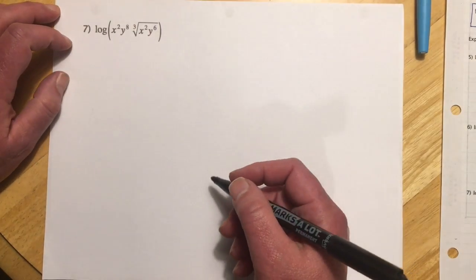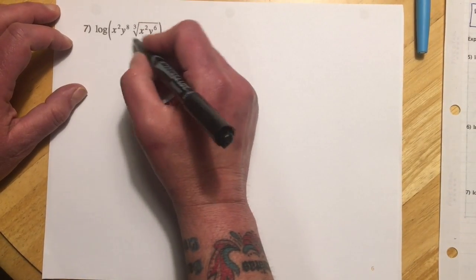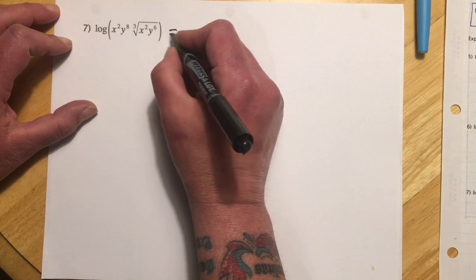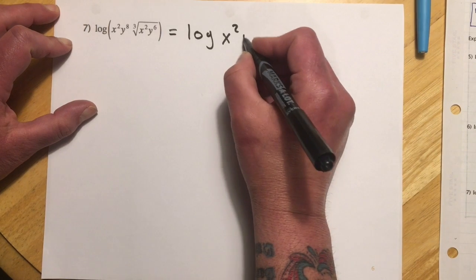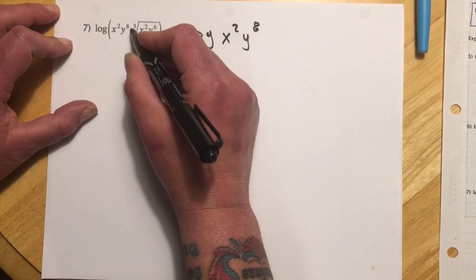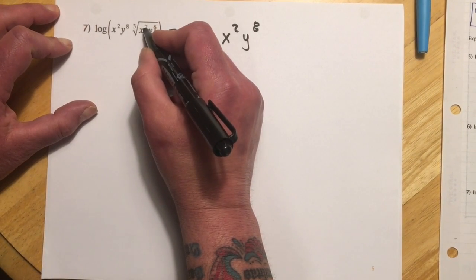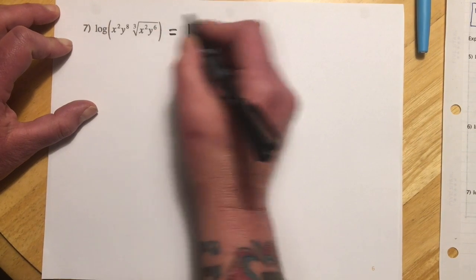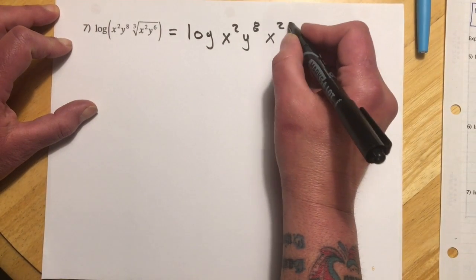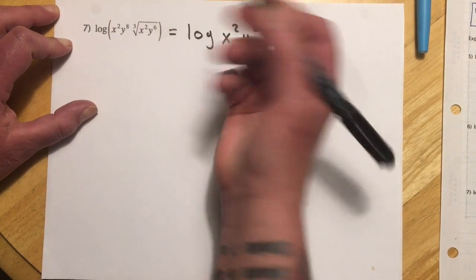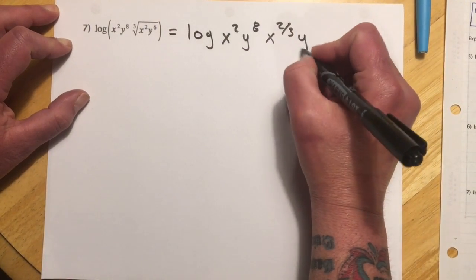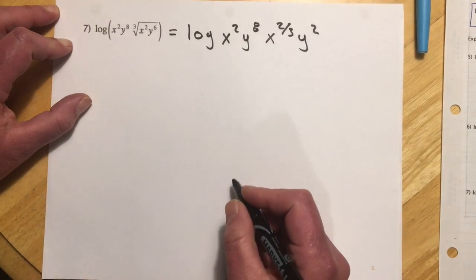Number 7 is going to involve a little bit of algebra. So again, we have this 1/3. So I'm going to treat this as log of x squared y to the 8th, and then cube root with a square, so that'd be times the 1/3. So that'll be x to the 2/3, and then cube root of y to the 6th, 3 goes into 6 twice, so 2 y's would come out of that, so y squared.